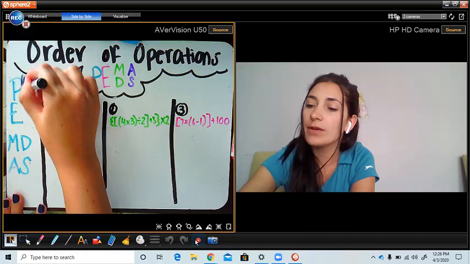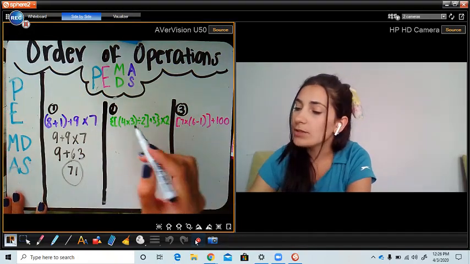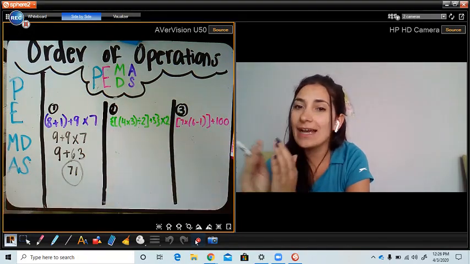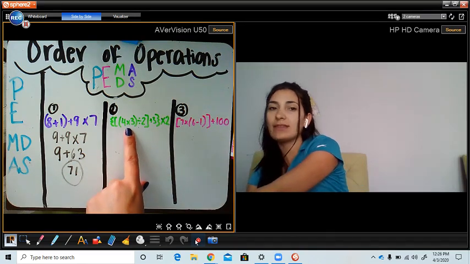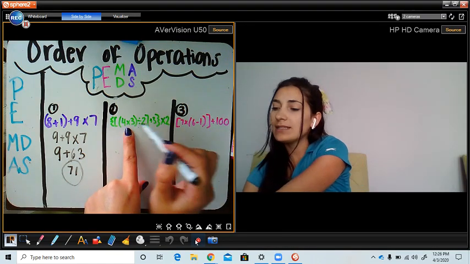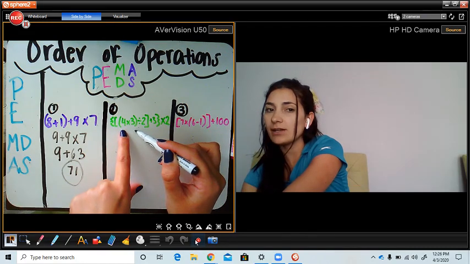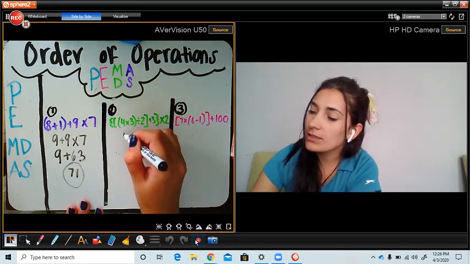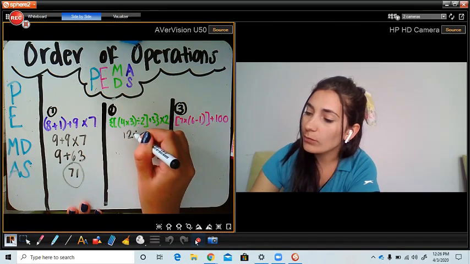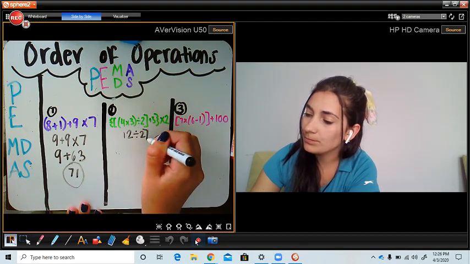So we're going to start off with parentheses, okay? So if we started the most inside of the parentheses, it would be right here because this set is out here, this set is here, and this set is right here. So 4 times 3 is 12, so we're going to write the rest of the equation.